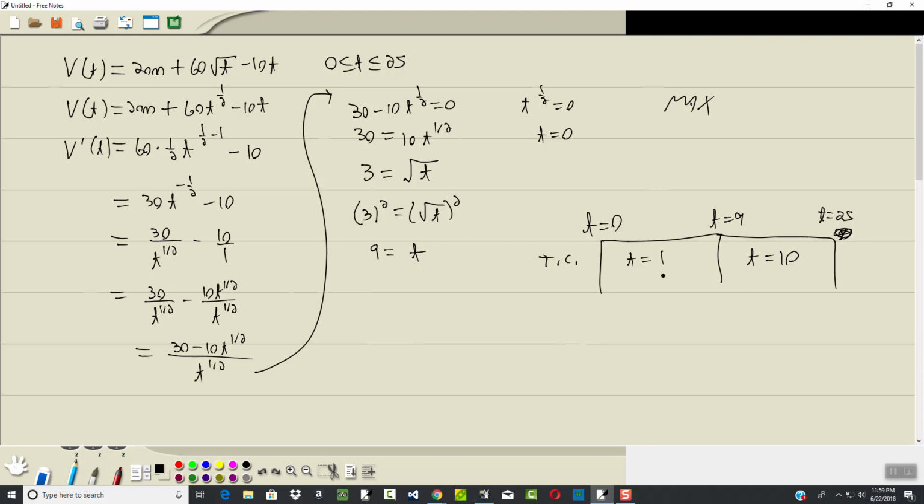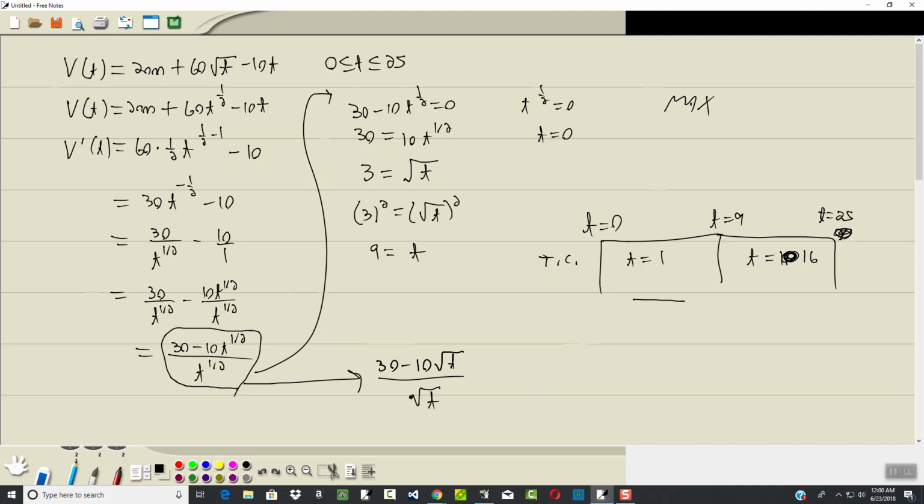Now I want to plug those into my derivative. It's probably easiest to put this back in a radical form. This would be 30 minus 10 square root of t over square root of t. Ten is a bad one to pick then. I want to choose 16. Now we want to plug these in. Now all we care about is the sign, but I'm going to go ahead and plug them in anyway.